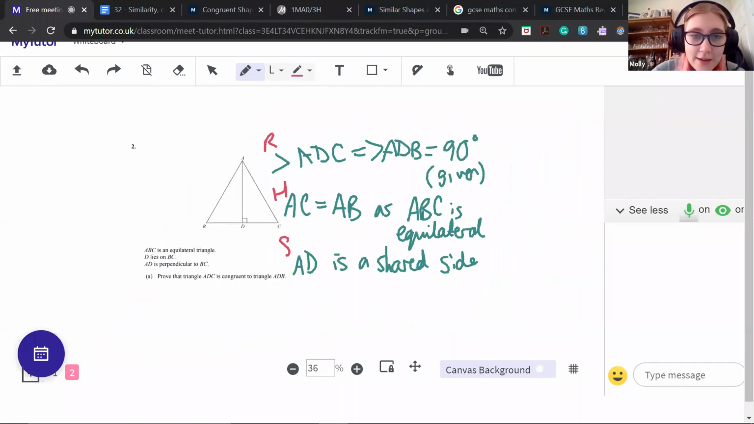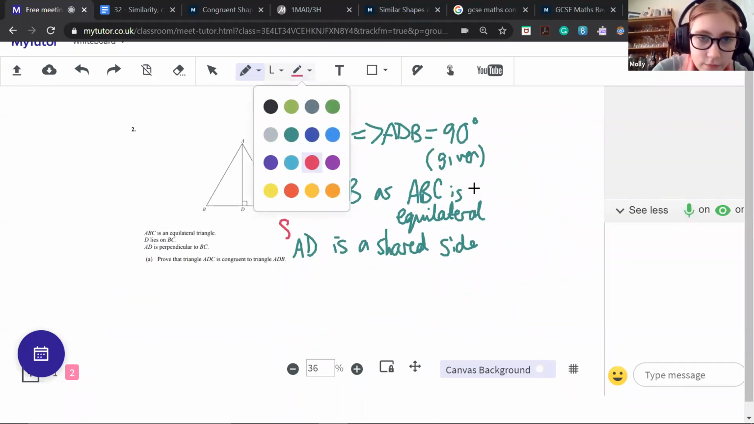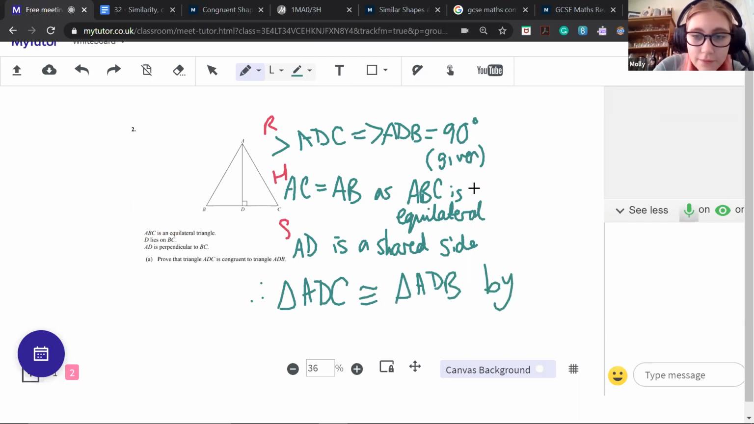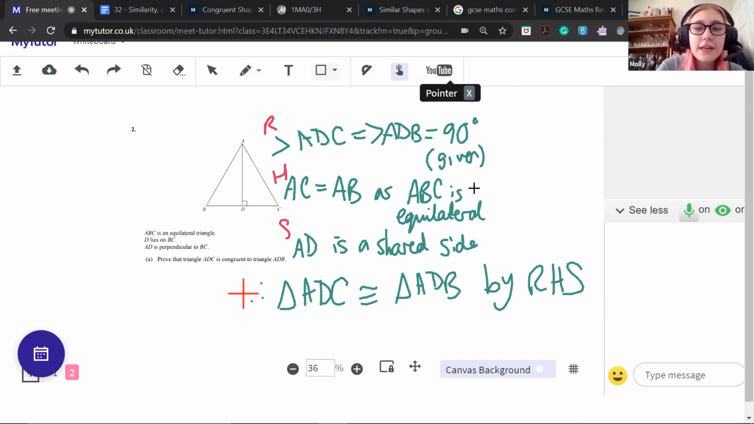So then we just say, therefore, triangle ADC is congruent to triangle ADB by RHS. And I feel like if you write that, look how fancy you look. You've used therefore, you've used a congruent symbol, you've used some fancy notation. So hopefully that makes sense.